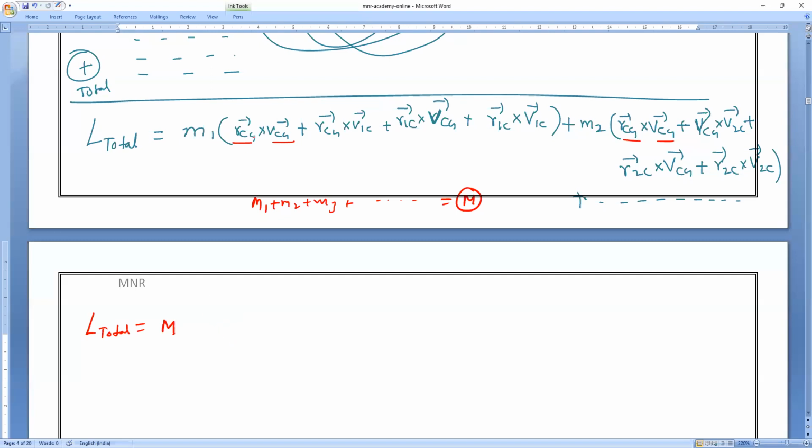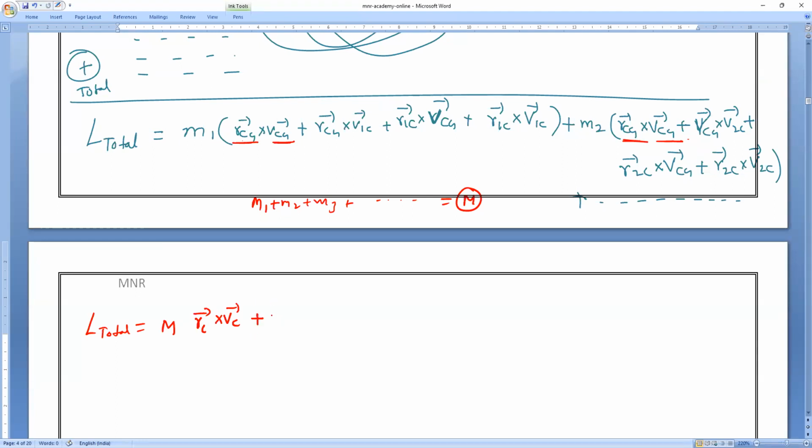So M into... what is common here? You can see RCG into VCG. Here also RCG into VCG. Next also what will come? RCG into VCG. So can I take it out separately? M into RCG into VCG. Any problem, anybody?